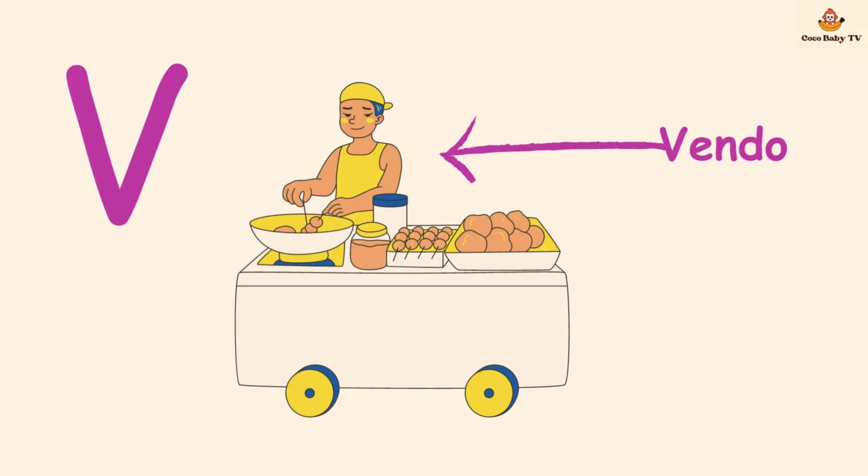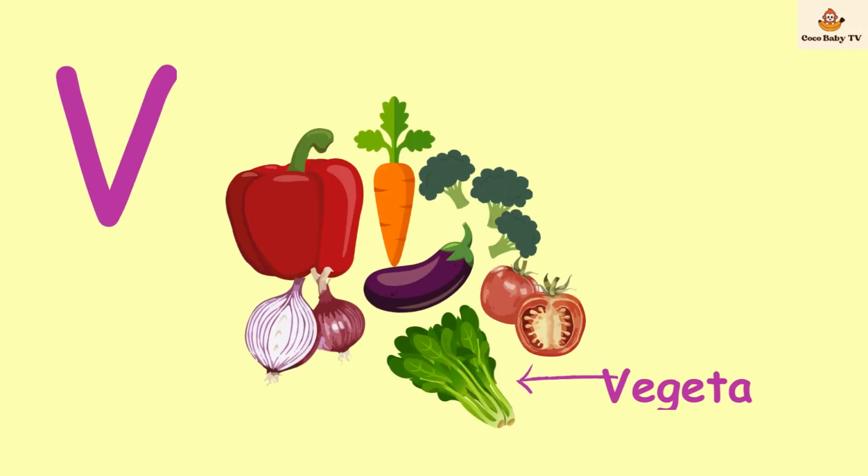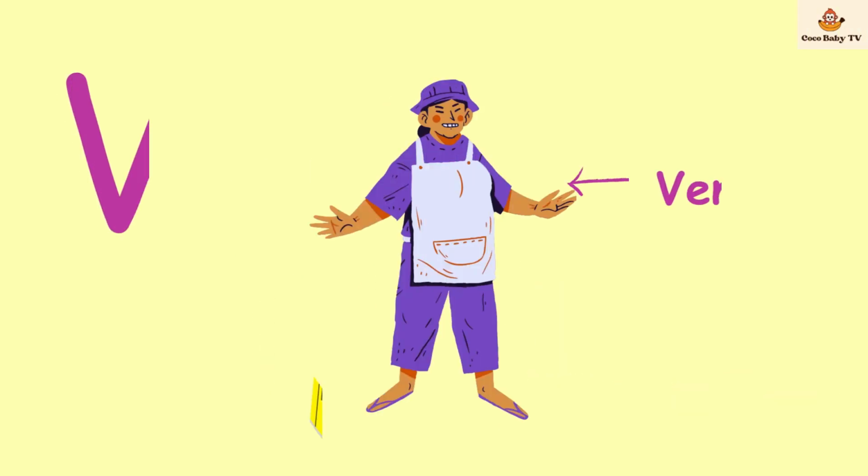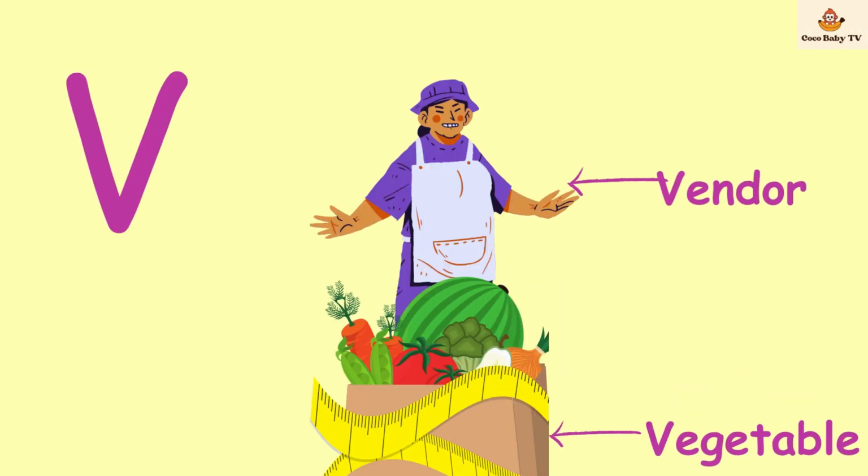V is for vendor. V is for vegetables. V is for vendor. V is for vegetables. A vendor sells the vegetables.